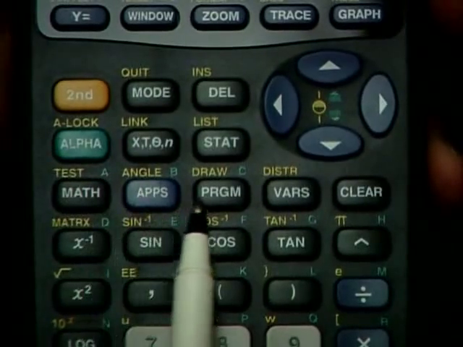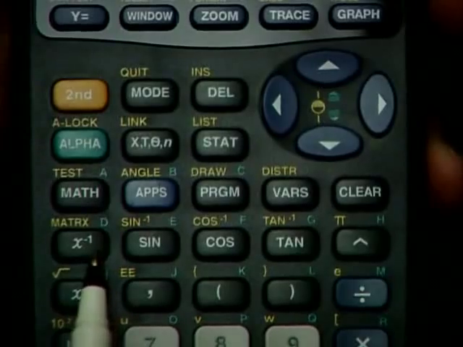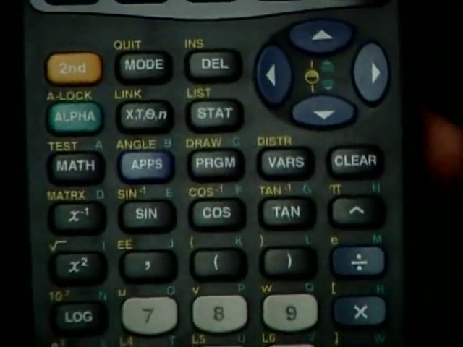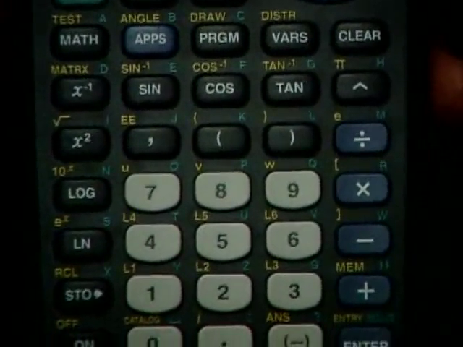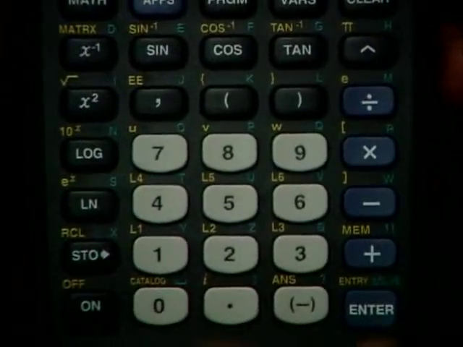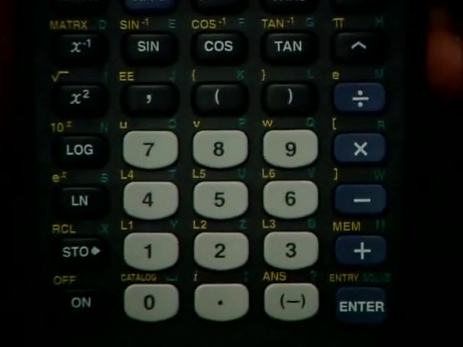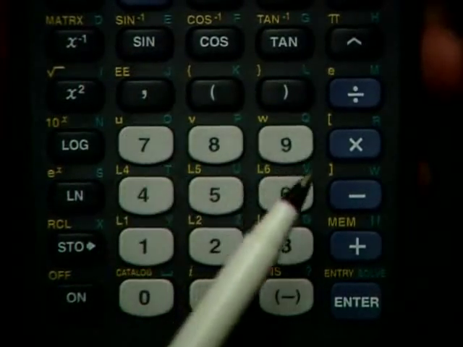Now, the buttons below this row could be called just scientific keys, because they are the buttons that are remarkably similar to those that are found on a scientific calculator. Now, I'm just going to try to slide the calculator up a little bit here so that we can see many of these.